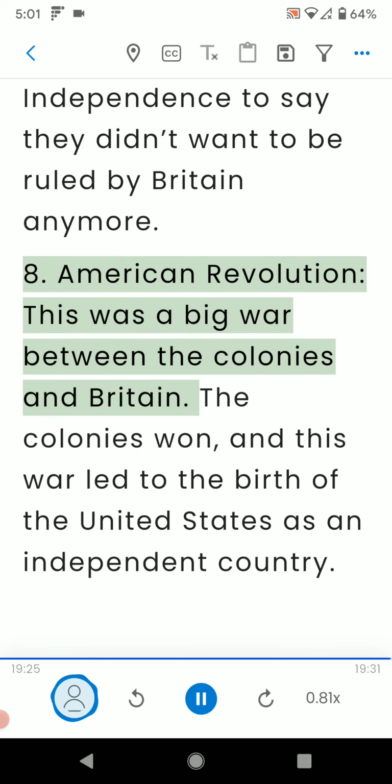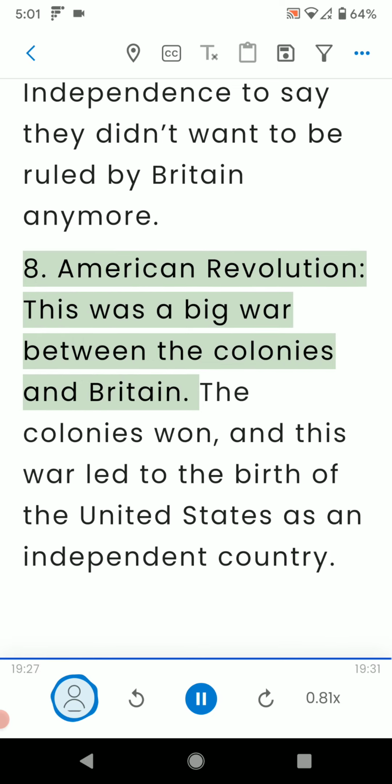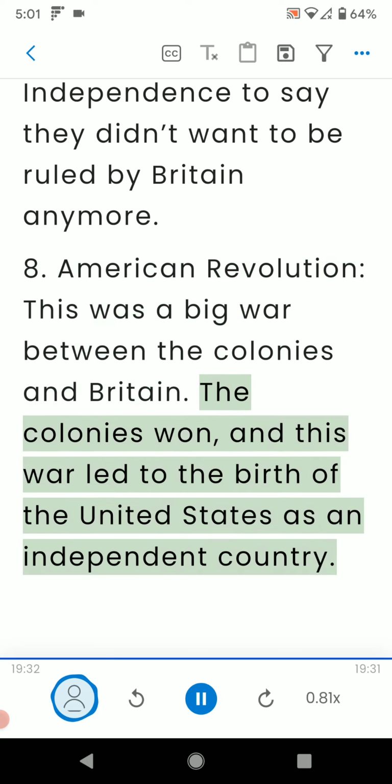8. American Revolution. This was a big war between the colonies and Britain. The colonies won, and this war led to the birth of the United States as an independent country.